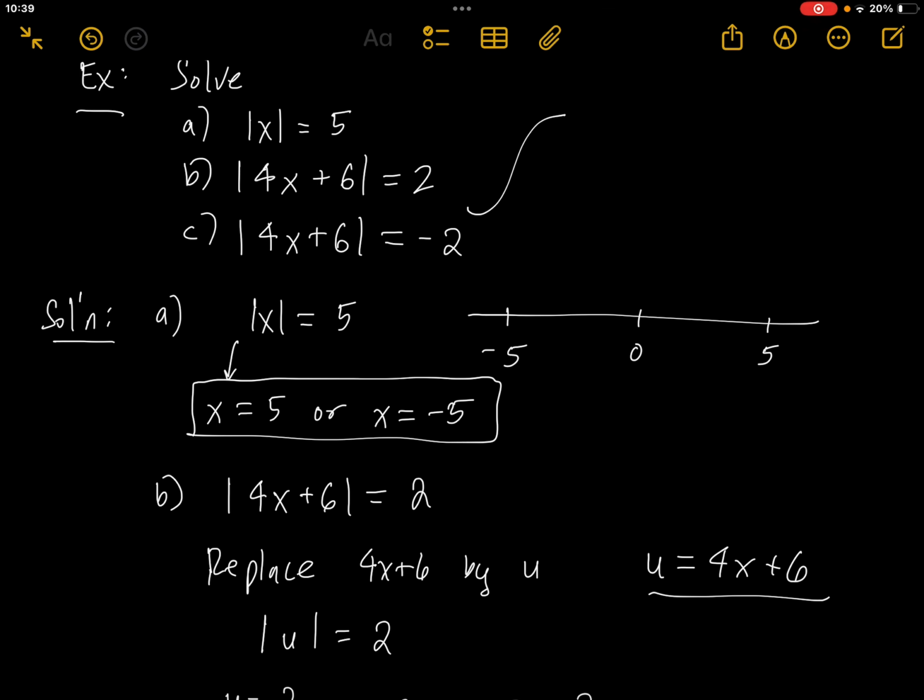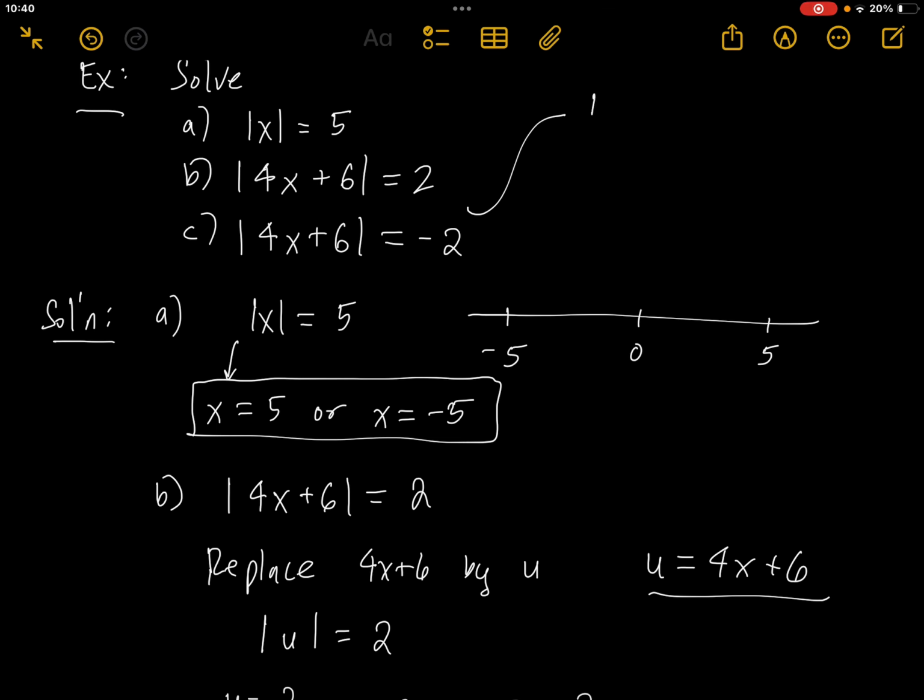The left-hand side is the absolute value of a number, okay? The absolute value of a number is the distance from 0. So can a distance ever be -2? No, right? The distance cannot be -2. The absolute value of a number is always 0 or above. It can never be negative.